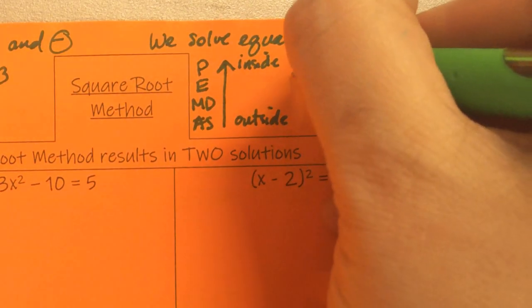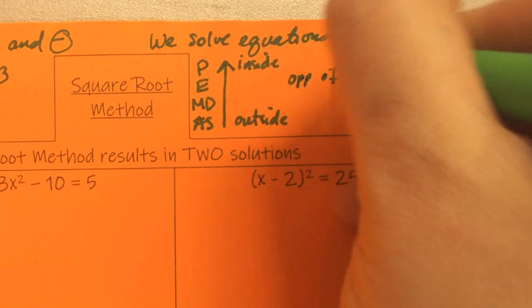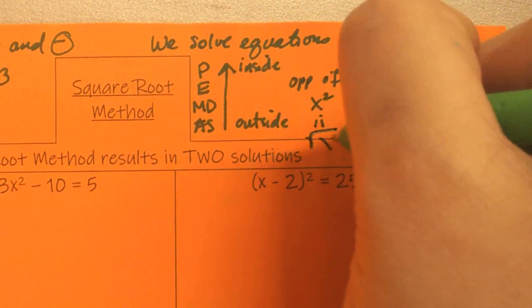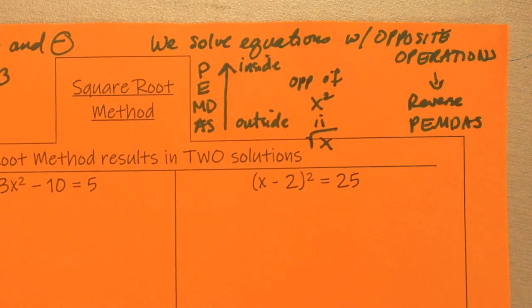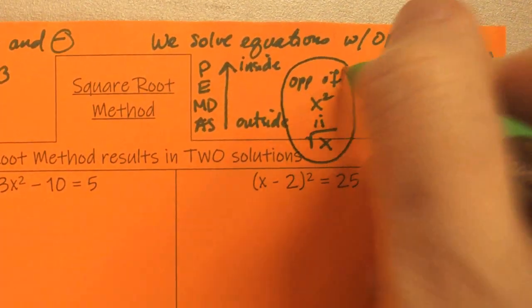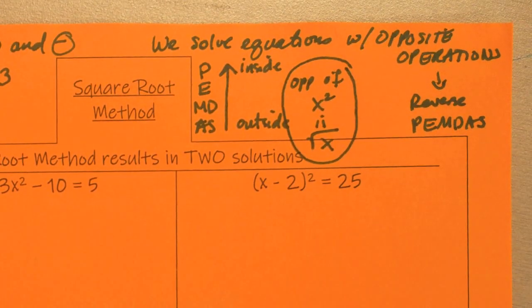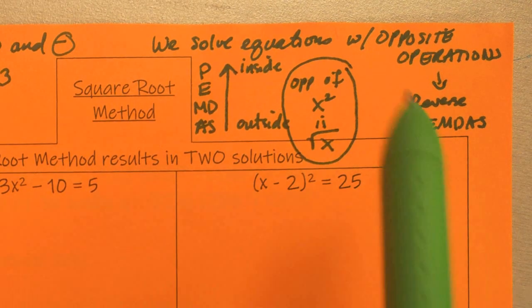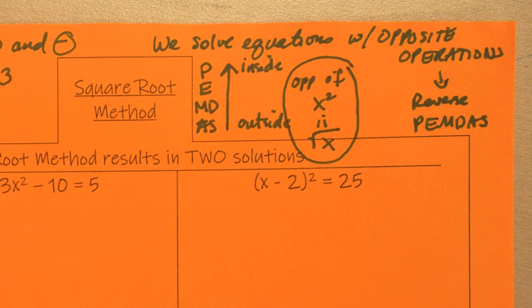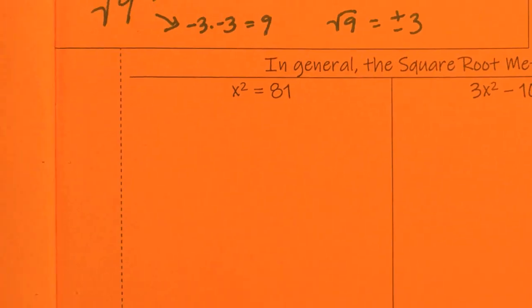Okay, let's just write this one down, though. The opposite of x squared is the square root of x squared. So the opposite of squaring something is the square root. We're going to reverse PEMDAS, and the operation we haven't touched yet is square root as the opposite of squaring something. Make sense? Okay, so let's talk about this practically now. Now that we've said some stuff, let's actually talk about what this is going to look like.